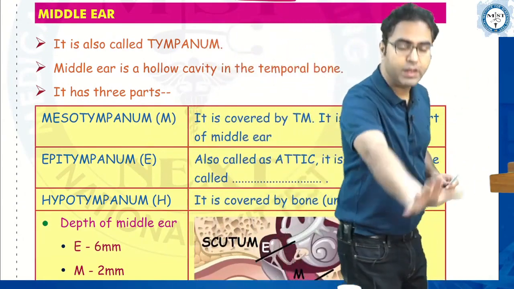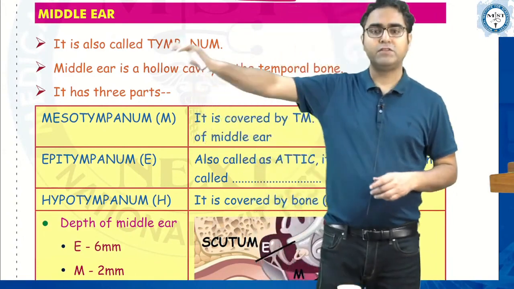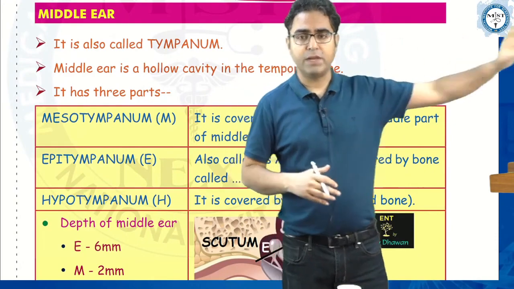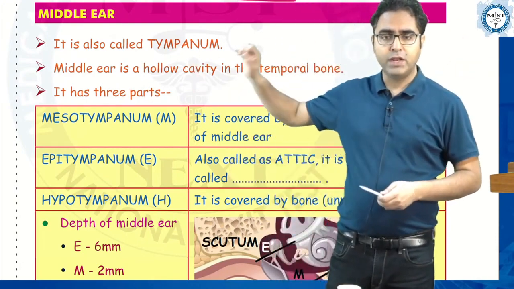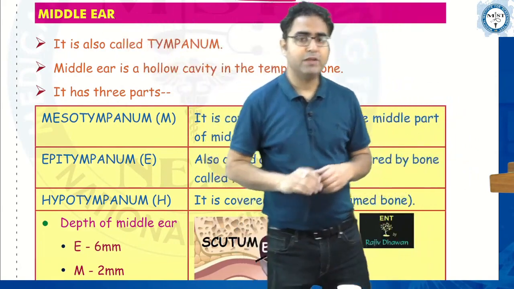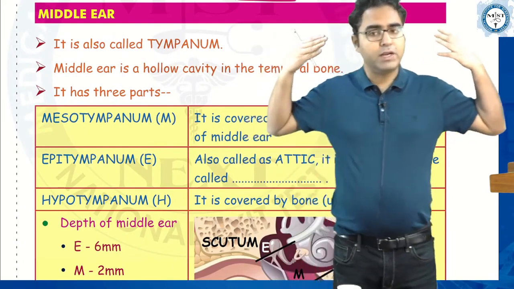Myringoplasty is tympanic membrane surgery. Tympanoplasty is middle ear surgery. So, whenever you see the word myringotomy or myringoplasty, think of the tympanic membrane. When you see tympanotomy, tympanoplasty, tympanometry, think of the middle ear, beta. Now, the middle ear is a hollow cavity in the temporal bone. I already told you, the ear is nothing but the temporal bone, beta.